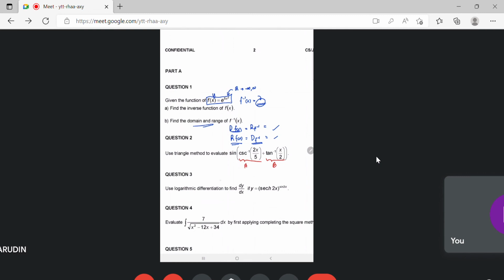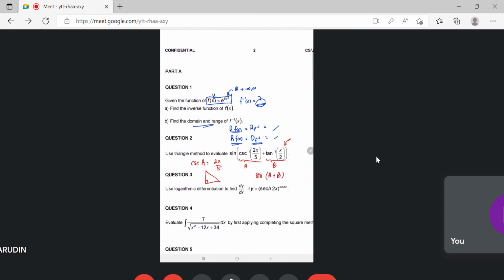Okay, so for this case, you have the cosecant inverse. So cosecant, we just need to let this as A. So cosecant A akan dapat 2x over 5. So yang ini pun kita kena jadikan dia sin A dulu, then baru kita boleh come up with the right triangle. Okay, the same goes to B. So bila dah dapat, kan ni kita dah let sebagai A dengan B kan? So kita akan dapat sin A plus B.